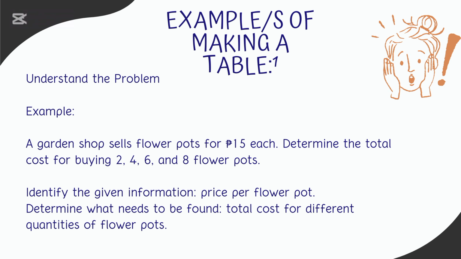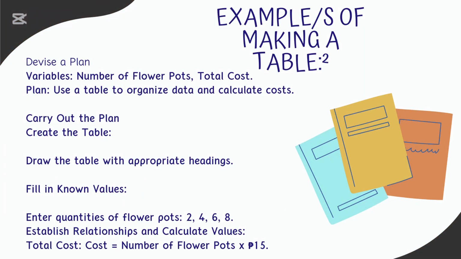So, the given information: each flower pot costs 15 pesos. So, ang goal natin is to find the total cost for different quantities of flower pots. So, after you understand the problem, you need to proceed to devise a plan. The second step. We have two variables, which are the number of flower pots and the total cost. So use a table to organize and calculate the cost.